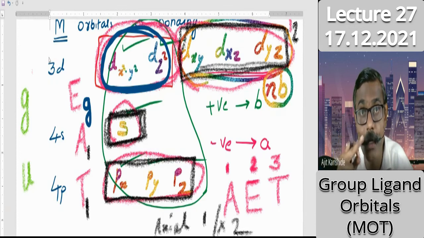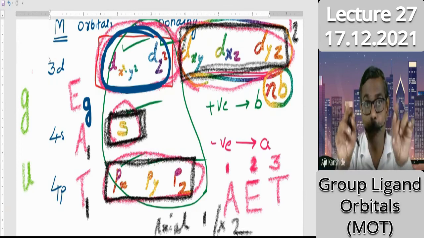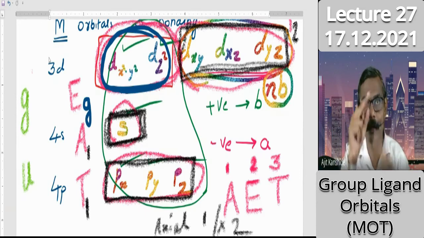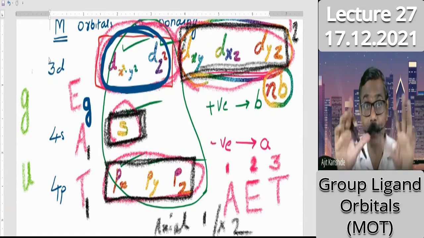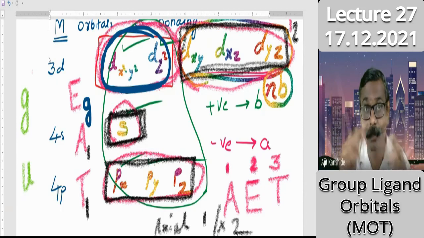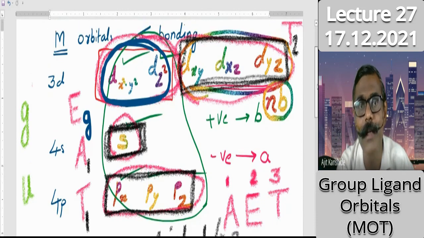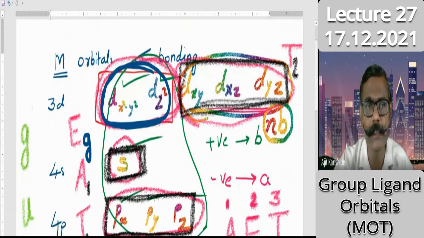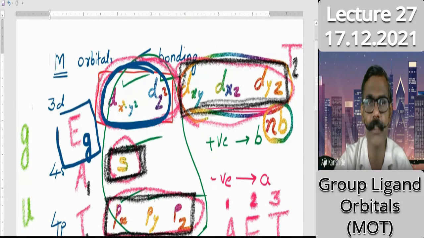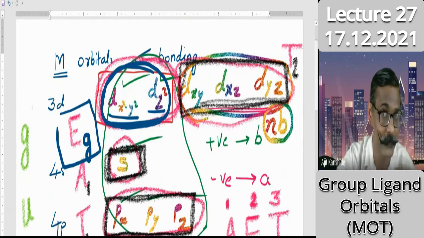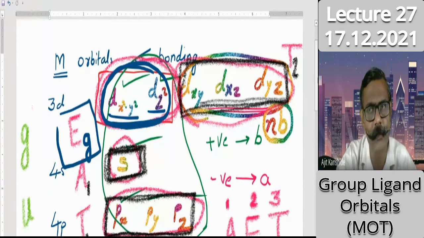Which point? Gerade and ungerade. They should draw the shape of the d orbital and see. Positive will end in positive, negative will end in negative, opposite lobes are alike. In case of p orbital, the case is different, and in case of d orbital, the case is different. So the label for those orbitals is Eg. Is this label clear? Eg means dx square minus y square and dz square, the axial orbitals of the d set. Is it clear? Yes, sir.